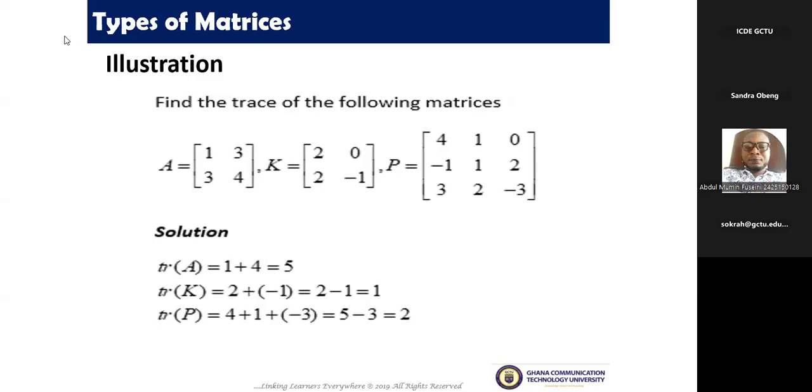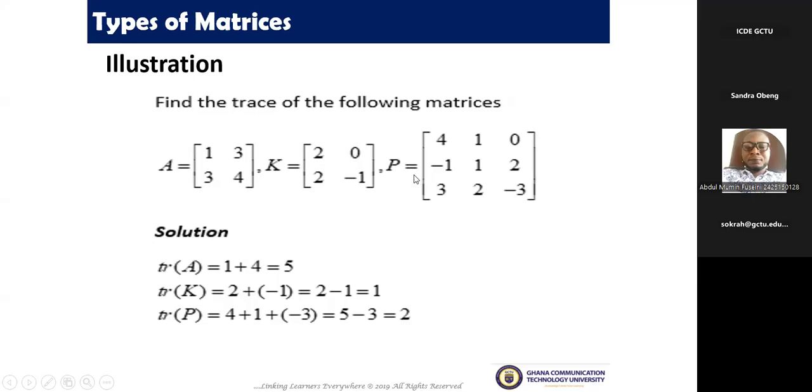So if you take the first one, the trace of A, this is the main diagonal or the leading diagonal. So the trace of A will be 1 plus 4, and that gives you 5. That's what you see here. The trace of K, so the leading diagonal is this. So the trace of K is 2 plus negative 1, and that gives you what? 2 minus 1, and that gives you positive 1.